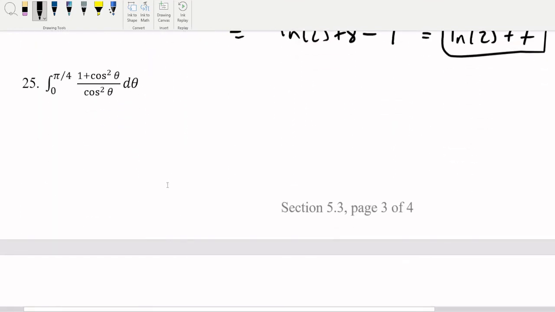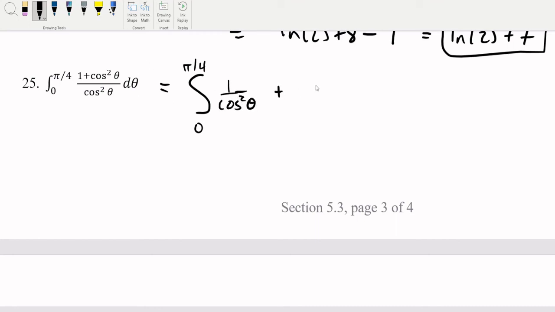Okay, what about this one? So this one, again, maybe looks tricky, but we can algebra ourselves out of this conundrum. So again, we split it up. This is 1 over cosine squared theta plus cos squared over cos squared is 1. This is all now d theta.